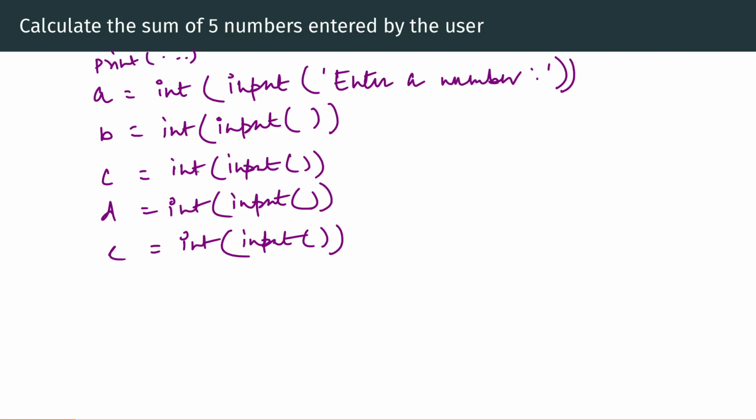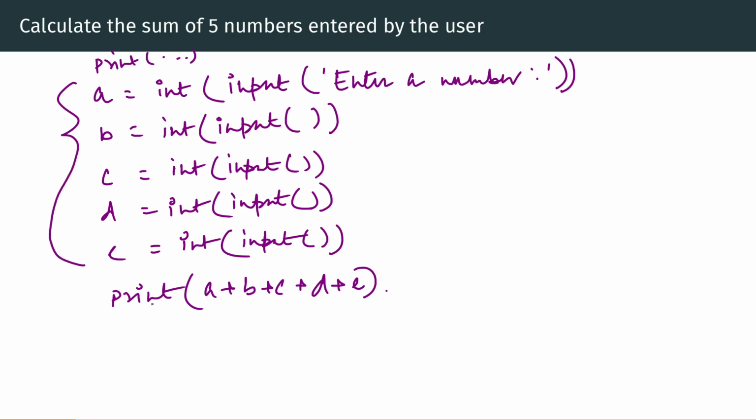So this is how you input five numbers from the user. The next thing you do is simply print, and then you can say the sum is, but essentially you would print A plus B plus C plus D plus E, right? That's how you would write a program that calculates the sum of these five numbers that were entered by the user.